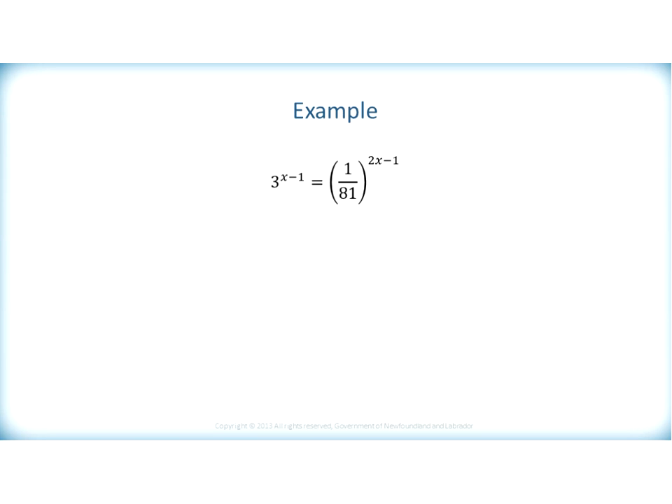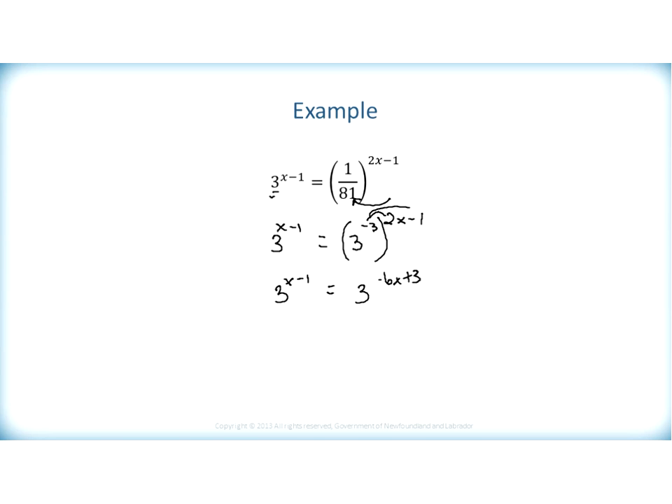Let's look at an example. We did examples like this. Since 1 over 81 could be written as a base of 3, we could have 3 to the power of x subtract 1 would equal 3 to the negative 3, since that's what 1 over 81 is, to the 2x subtract 1. So that will give us 3 to the x subtract 1 equal to 3, using the distributive property here, to the negative 6x plus 3.